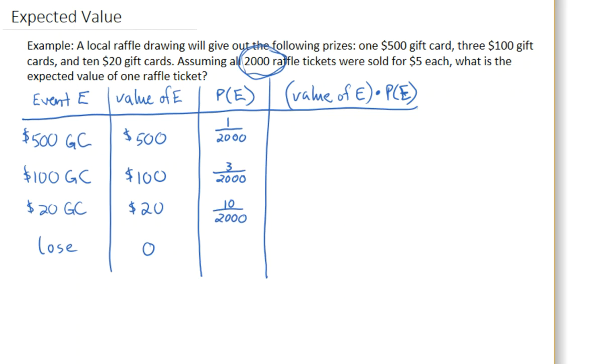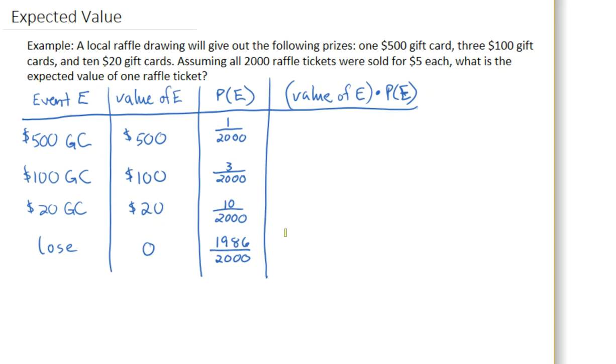Alright, and so then what are the chances of losing? Well, all the other tickets are going to be losers, and so far we've accounted for 14 tickets. And so the rest of them are going to be losing tickets. Alright, so that gives us 1,986 out of 2,000 losing tickets. So those are our probabilities.